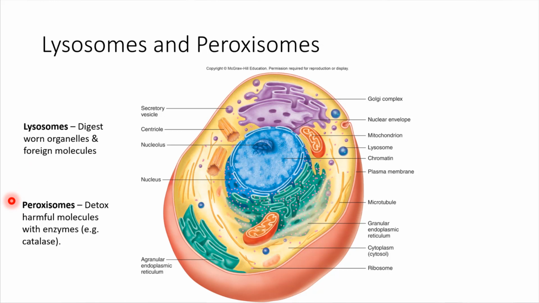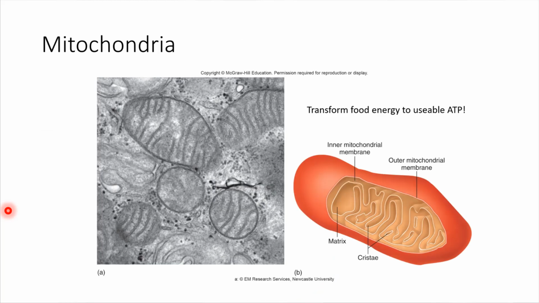Peroxisomes, on the other hand, these are primarily for detox purposes. We have a lot of peroxisomes in our livers, and they have enzymes inside. The enzyme that we'll be looking at later on in the course is catalase. Catalase is what helps the liver to detox a lot of things that move through it. So different function. At a glance, they look the same. They both look similar to vesicles, but they have different things stored inside. Lysosomes and peroxisomes.